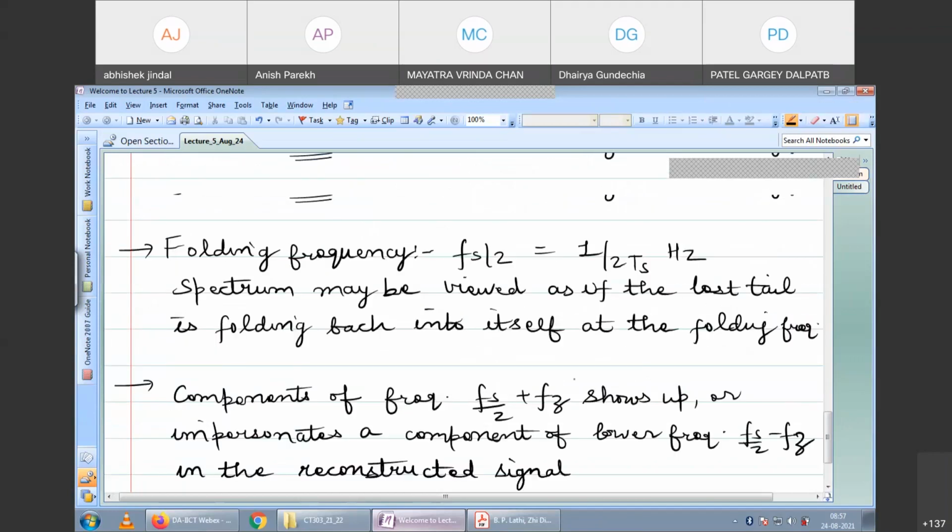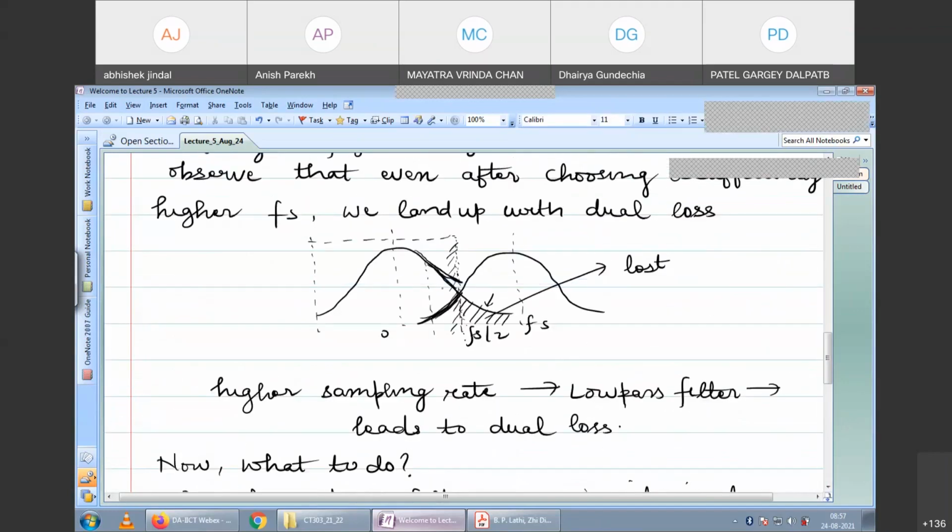You can see this from the figure I showed. Why? Let us see this. Now again, we will go back to our figure. Suppose I take this as the value and this as f of z. So this is the value which is fs by 2 plus f of z. Correspondingly, this is also f of z, so fs by 2 minus f of z. At this value, fs by 2 minus f of z, the original spectrum had this value. But now this value gets distorted by the value here. Or I can say that this component takes value inside or impersonates.